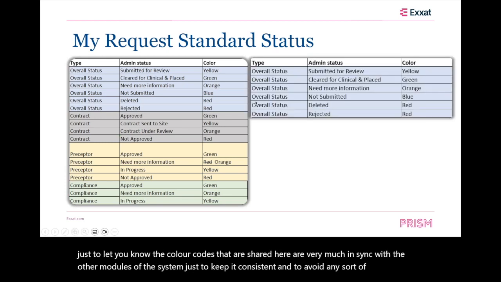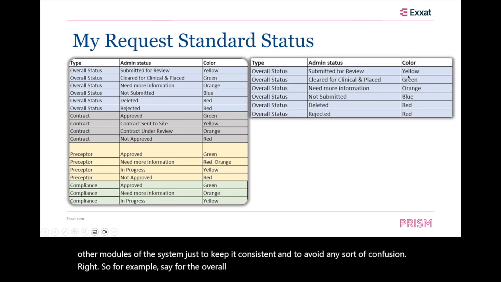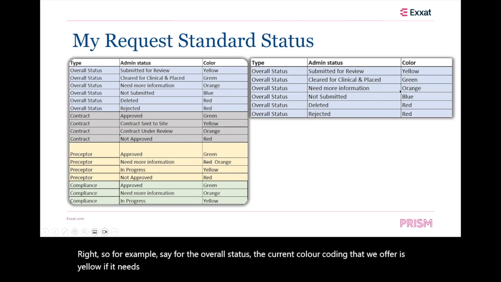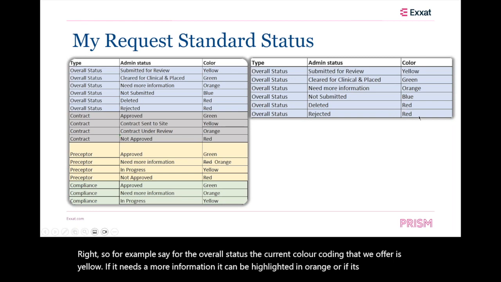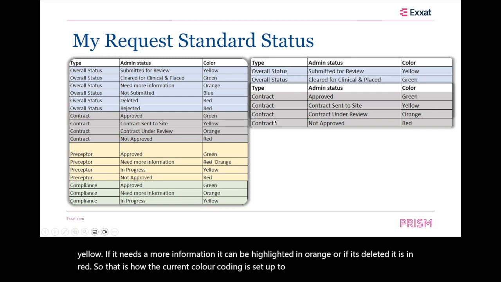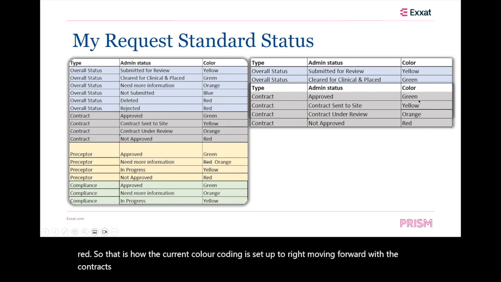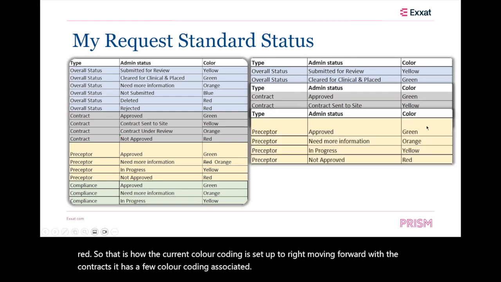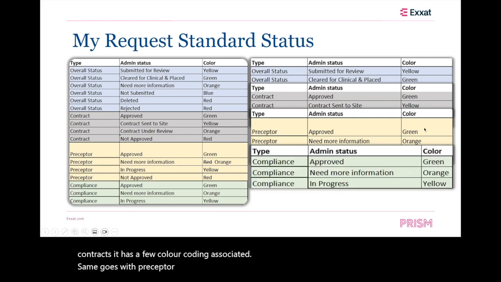So for example, for the overall status, the current color coding that we offer is yellow. If it needs more information, it can be highlighted in orange, or if it's deleted, it's in red. So that is how the current color coding is set up, right? Moving forward with the contracts, it has a few color codings associated. Same goes with preceptor and the compliance part as well, right?